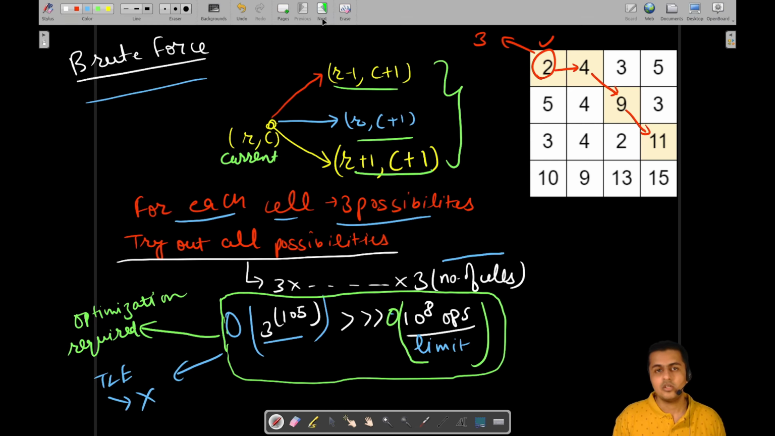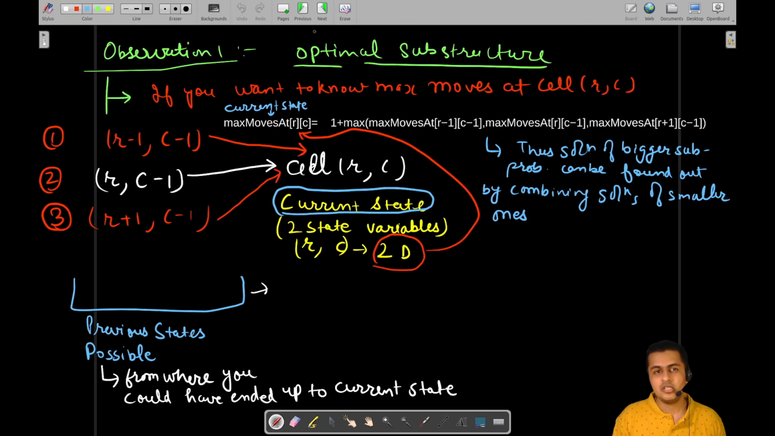Now we will be seeing what optimizations we can make, and before that we will be making a couple of observations. The very first observation is that this problem statement is following the property of optimal substructure. If you are hearing this term for the very first time, a link to this property would be provided in the description box, so please make sure you definitely check it out.